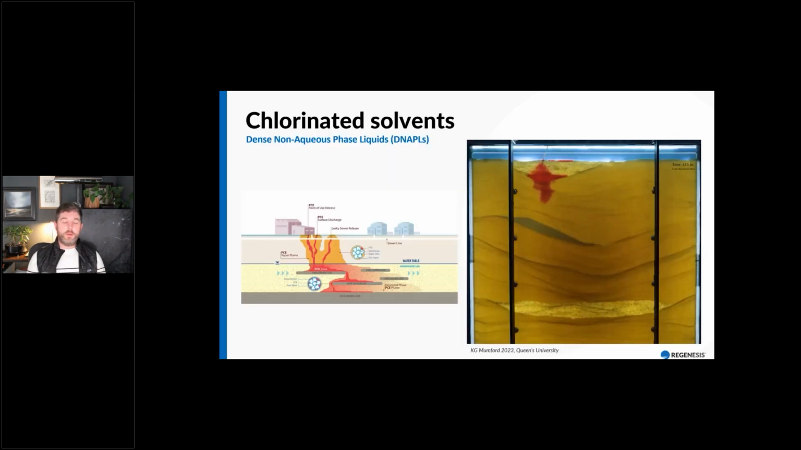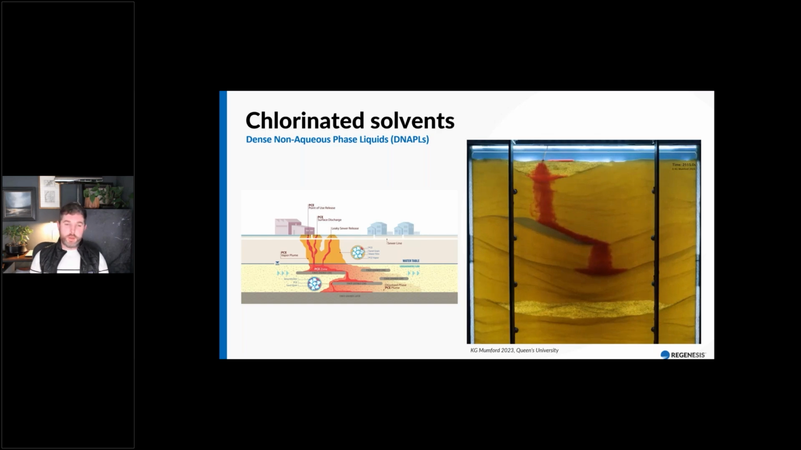Similarly, well, the opposite rather, with DNAPLs, so chlorinated solvents and coal tars, things like this, when they're released into the subsurface, they will start to sink and they'll move through the aquifer matrix. They'll hit an impermeable layer, they'll then pool and then just keep sinking until they hit an aquitard. So it's very difficult to delineate all of this using site investigation techniques.